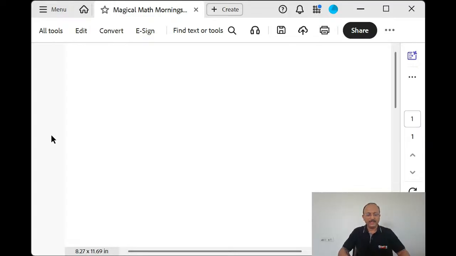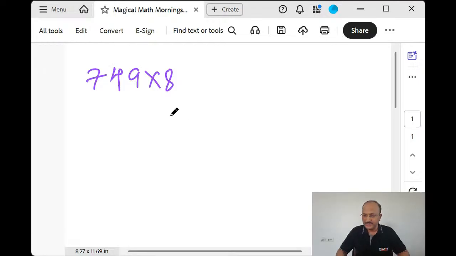So last one, let's try this. Maybe a little bigger number: 749 into 8. Let's try 749 into 8. Maybe you may have to use a little bit of pen and paper, but still it is worth it. Instead of doing all the things, we'll be doing it very easily, very fast, and very accurately also.